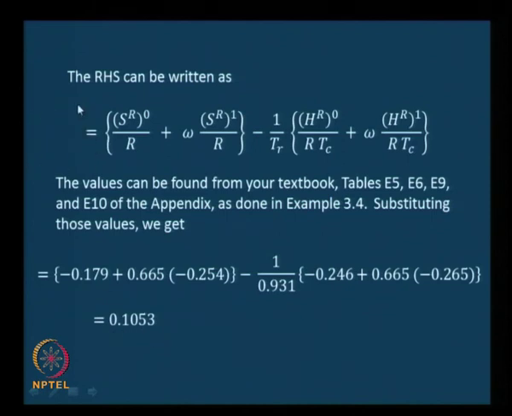0.1053. What was on the left hand side was ln of phi 1, and therefore phi 1, which is the fugacity coefficient at 1, is the exponential of 0.1053, which turns out to be 1.111.